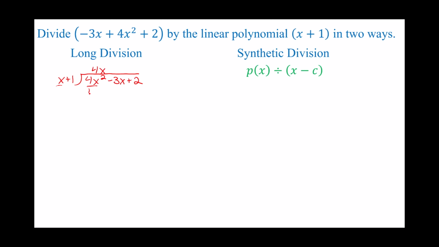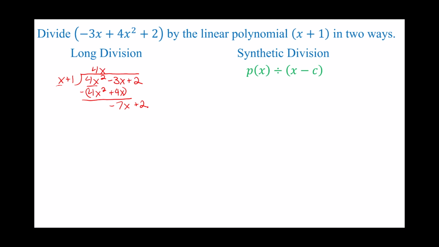So 4x times x is 4x squared. And 4x times 1 is 4x. Then the next step in long division is to subtract. 4x squared minus 4x squared is 0. Negative 3x minus 4x is negative 7x. Don't forget to subtract, and then we are bringing down the next term, which is plus 2.